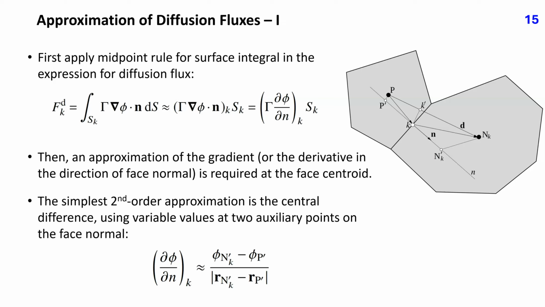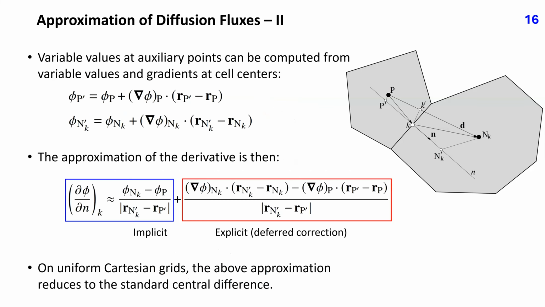In section 972 of the book, another approximation is presented. Its derivation is mathematically more complicated than the approximation just described, but in the end both approximations are very similar. Variable values at auxiliary points can be computed from variable values and gradients at cell centers as described in slide 14. The approximation of the derivative is then given by this expression.